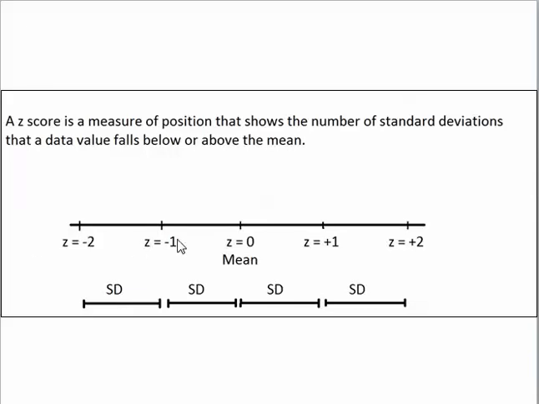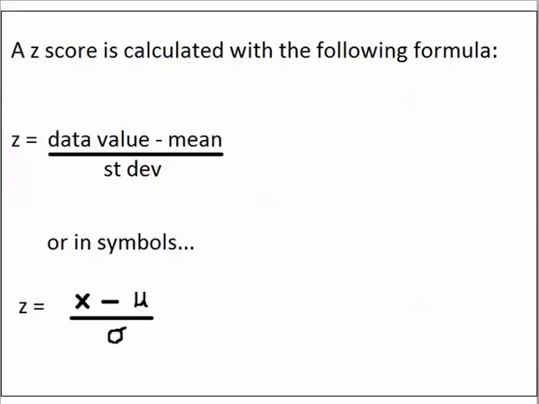So this covers the overall idea of a z-score. At this point, I want us to go into the formula that's used to calculate a z-score. A z-score is calculated by taking a certain data value, subtracting it by the mean, and dividing by the standard deviation. This is the z-score formula in symbols. We haven't covered these symbols yet, but we'll cover them in a later video.